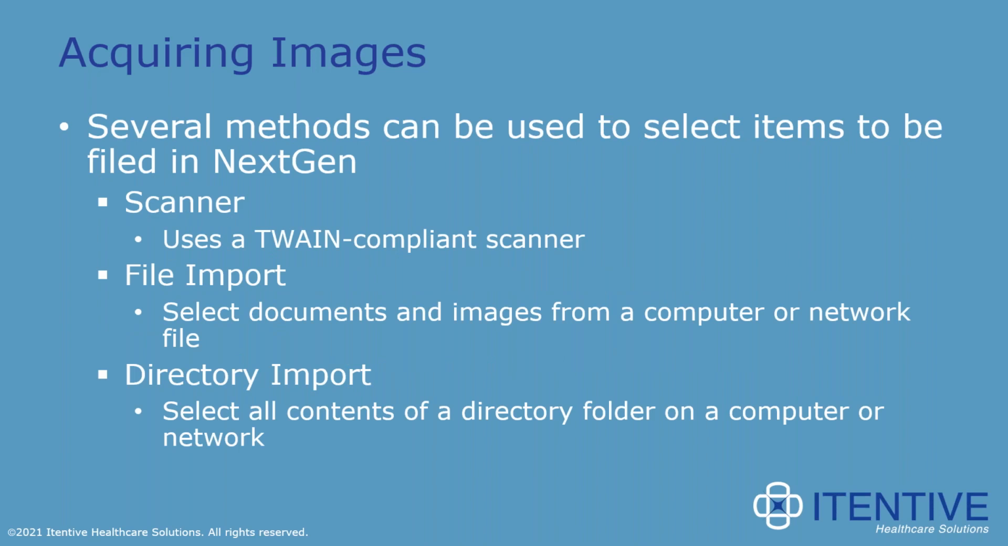So there are several methods, whether we're doing batches or scan and file, to actually select the items that are going to be then filed into NextGen. The first is probably what we most often think of when we think of using document management, and that is actually using a scanner. This would be using what's called a Twain compliant scanner that's connected to the computer to scan those items directly into NextGen.